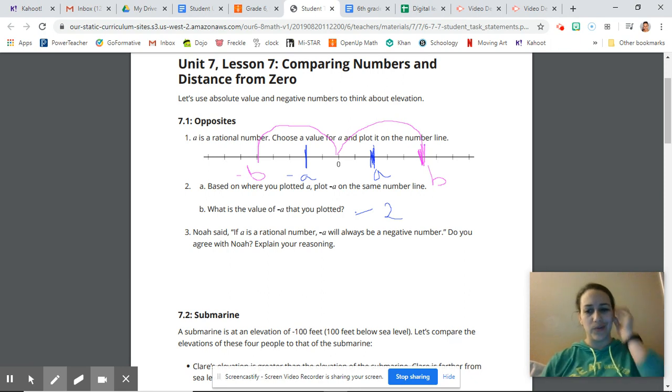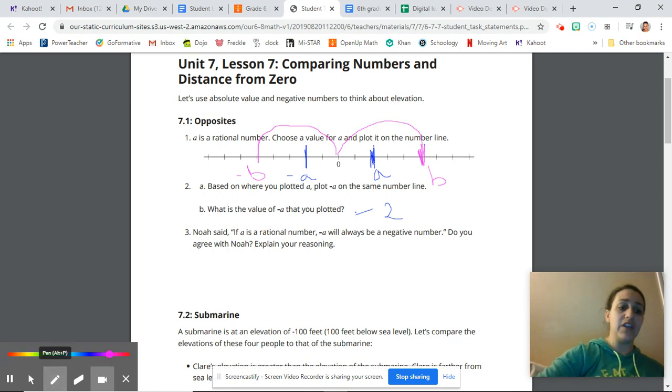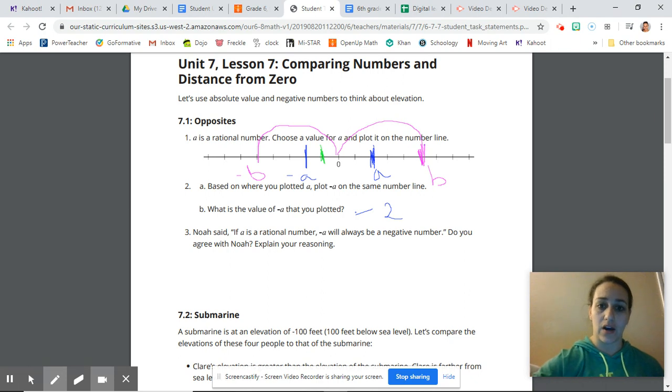Well, will it always be a negative number? Rational numbers include negative numbers. So if the number I had chosen would have been a negative number to begin with, if I had chosen this point here as my A value, then the opposite of that, the negative of that, would have been to the other side of 0, just as far away. The stylus doesn't look like it's working any better than my finger.